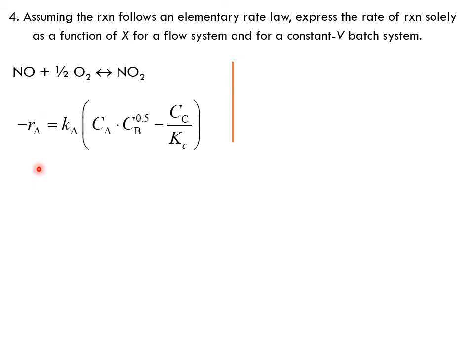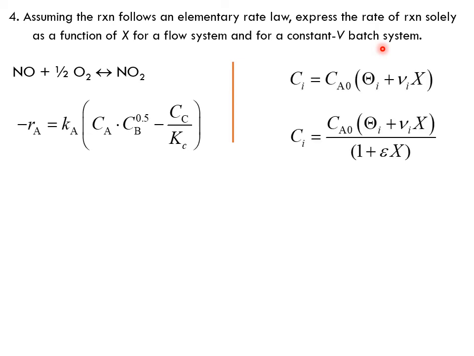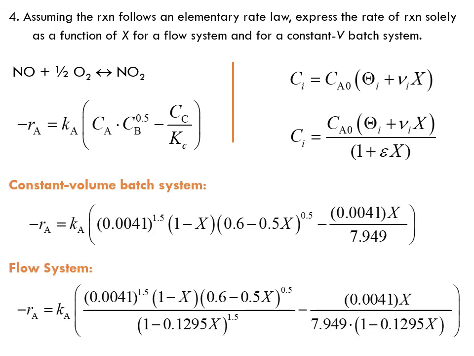Okay, now what? Now of course you'll need to substitute for the concentrations with the respective equations: Ca, Cb, Cc as a function of x for both systems. For the flow system, where the volumetric flow rate is variable, and for the constant volume batch reactor, where obviously the volume is constant. So we either use this or this, and here's the answer.